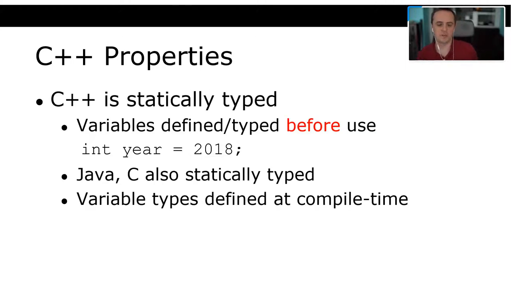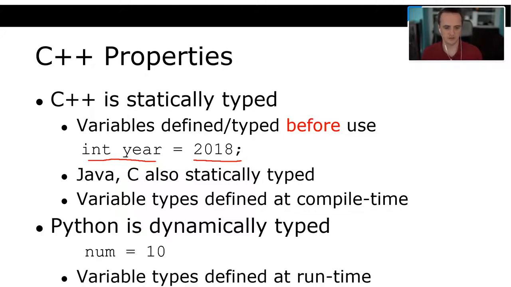Okay, some more properties of C++. C++ is statically typed. That means that the variable type is defined before use. So for example, int year equals 2018, okay? Java and C are already statically typed. Variable types are defined at compile time. So when you save your file and you compile it, that's when the types are defined. Python and JavaScript, for example, are dynamically typed. That means you do not have to define the type. All right. So variable types are defined at runtime in Python and in JavaScript.